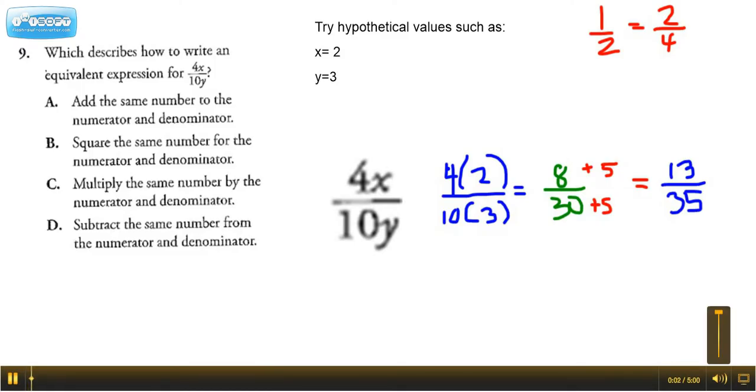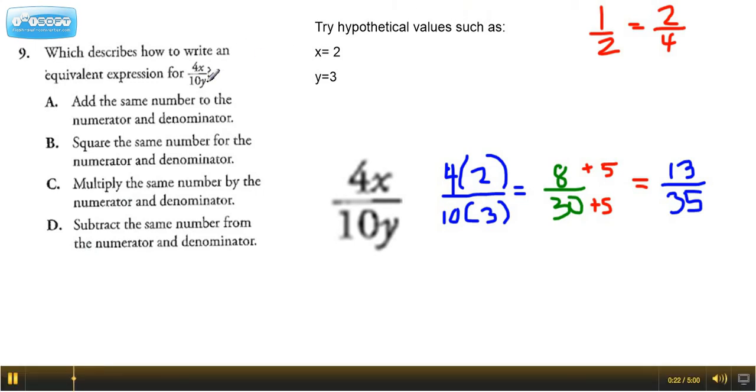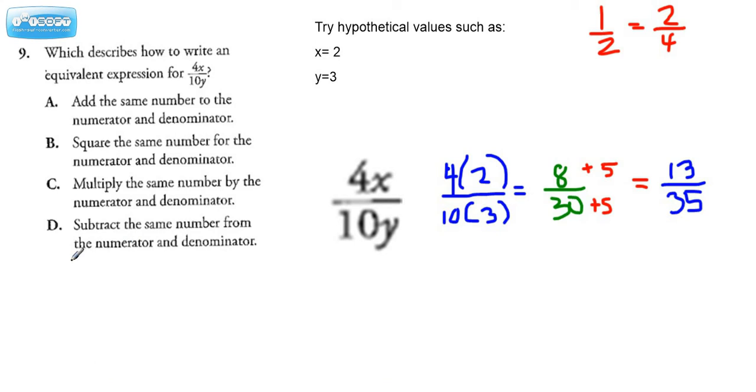Everybody, Miss Teacher here. We're taking a look at question number 9 from L19, which is a loaded question, very difficult. I wish there was an easy way to do it, but there just isn't. Which describes how to write an equivalent expression for 4x divided by 10y, and they give us a bunch of choices here. What I'm going to recommend we try is some hypothetical values for both x and y, and then we'll apply each of the things they're suggesting for each answer choice and see which one yields us the results of 2 equivalent values.